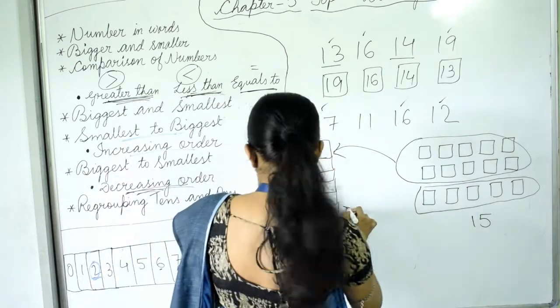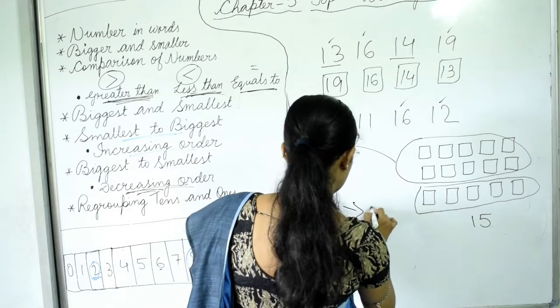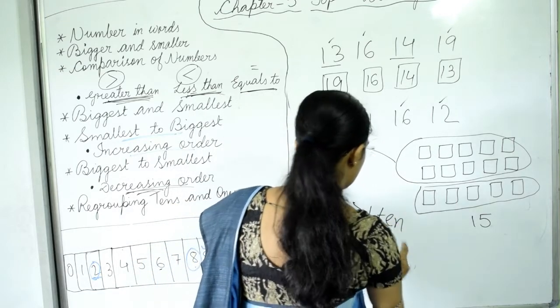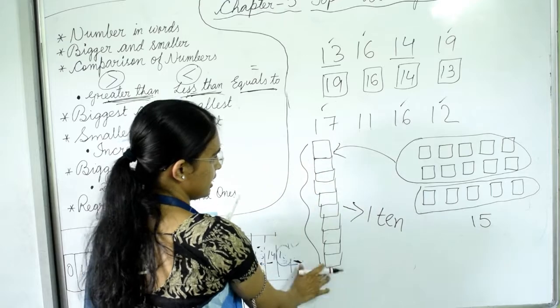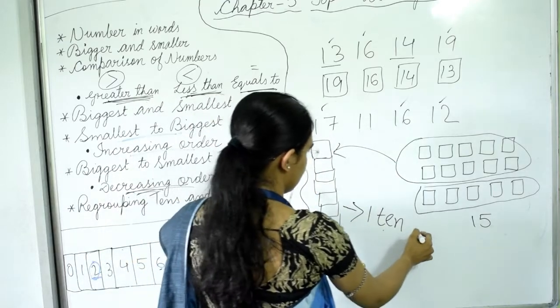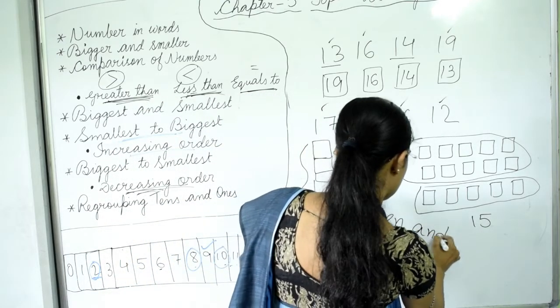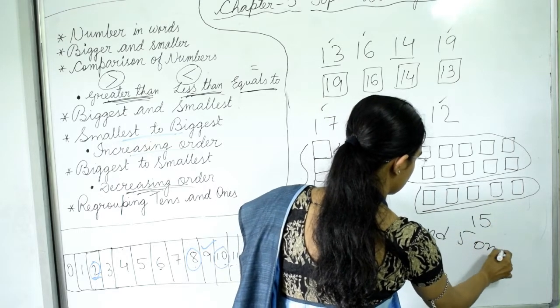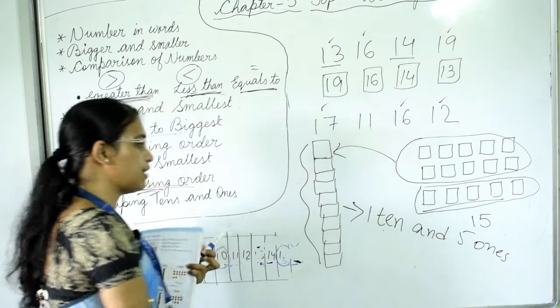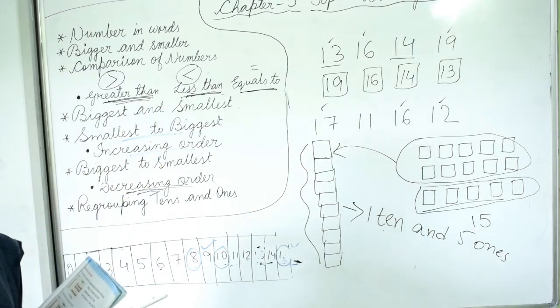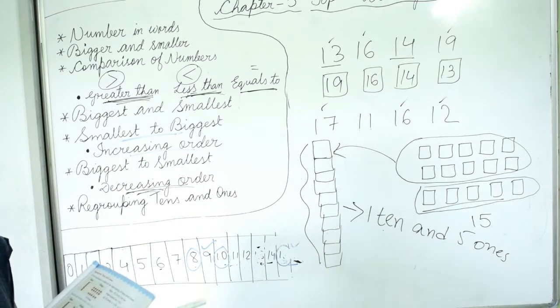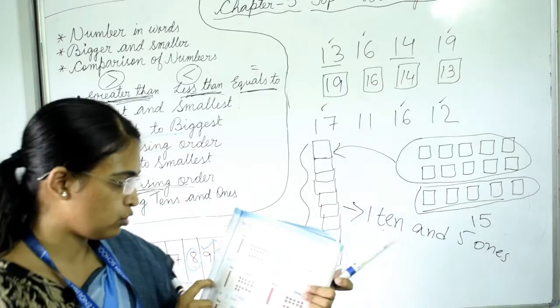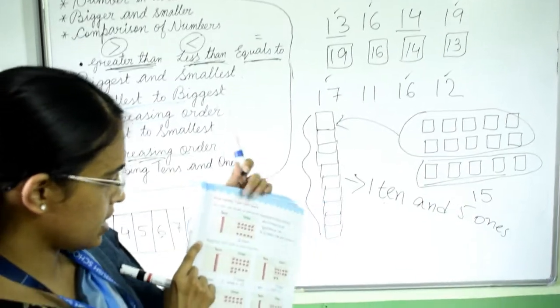So 10 ones means 1 ten. Okay, 10 ones means 1 ten. So 1 ten and 5 blocks, so 5 ones, 1 ten and 5 ones, so that means 15. Now look here, you have to regroup and write in tens and ones.